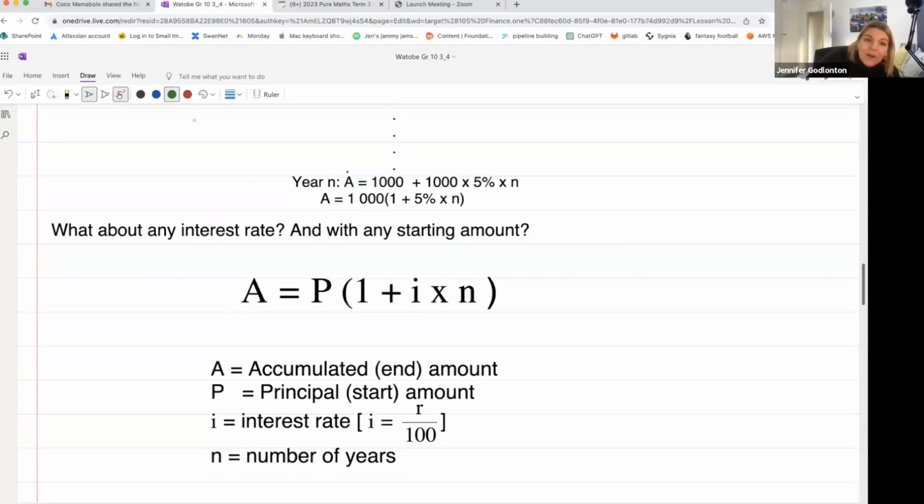A is our accumulated amount or our end amount. So basically think of it as what you started with plus interest. Exactly, your final amount. Beautiful way to think about it. Okay.